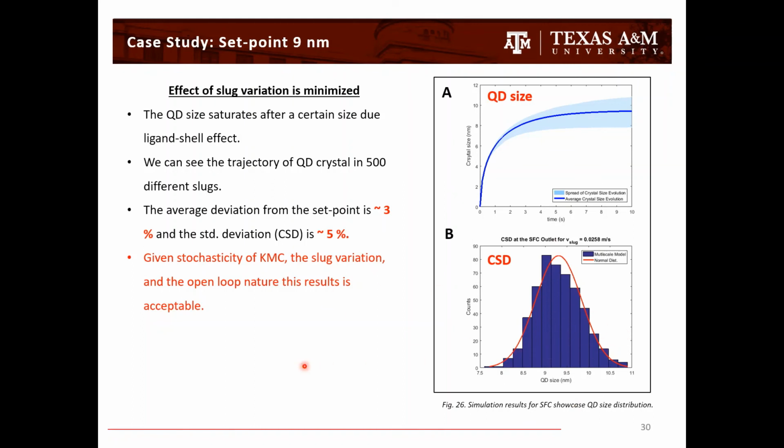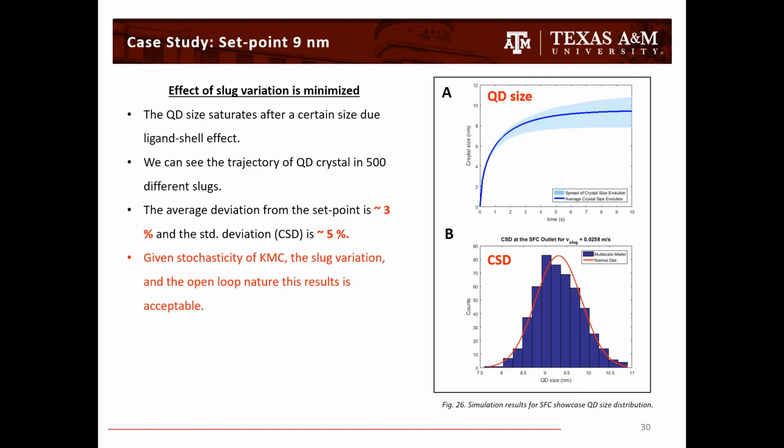Given that the crystallization process is very stochastic in nature, and also given that the slug variation is a very fundamental phenomenon, you can only minimize it, never completely let it go. Having this good set point tracking as well as excellent disturbance rejection is very commendable for this kind of an approach.